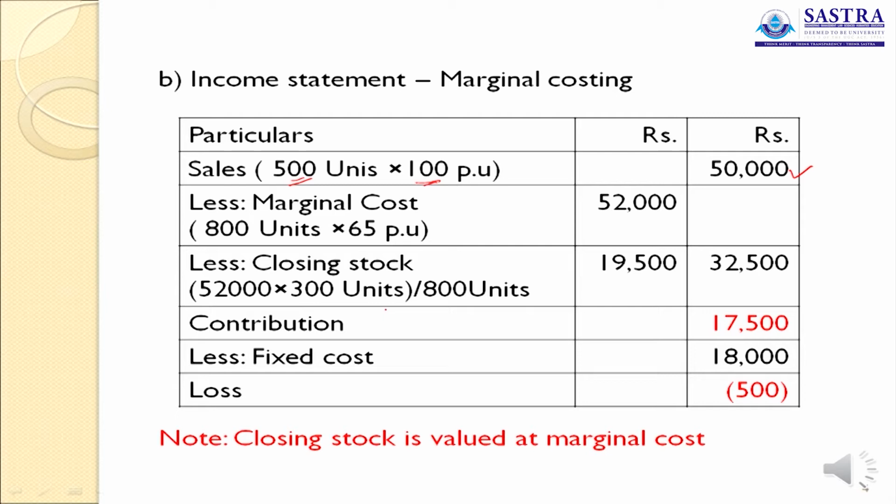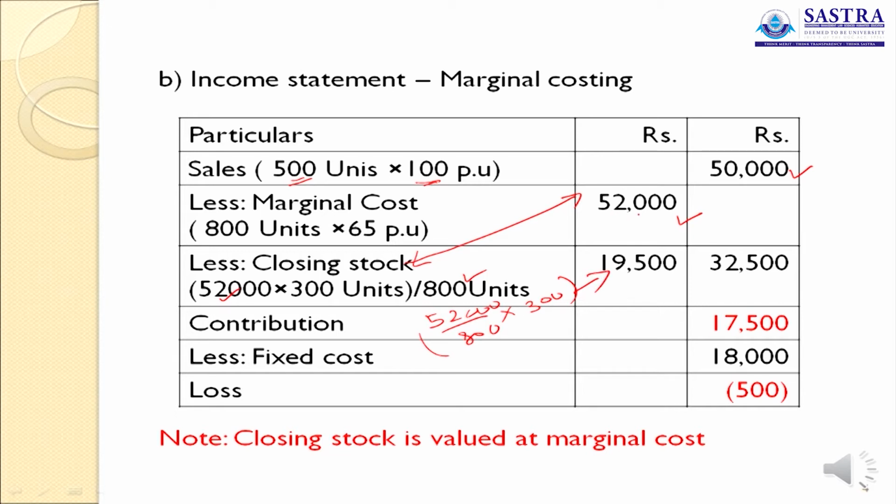In absorption costing, we consider marginal cost as a production cost. So 800 units into 65, 52,000. Here you have to deduct closing stock. In marginal costing technique, closing stock will be calculated based on the marginal cost. So the marginal cost is 52,000 divided by 800. Now you will get marginal cost per unit, multiply by 300. This is the value of closing stock.